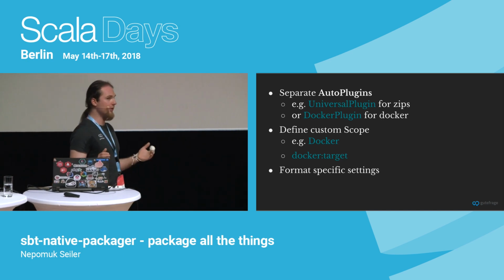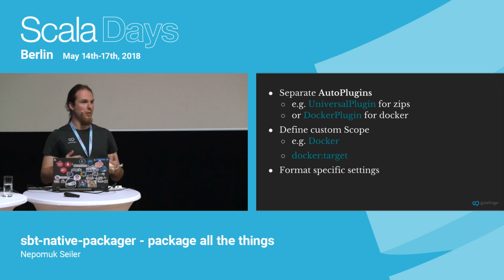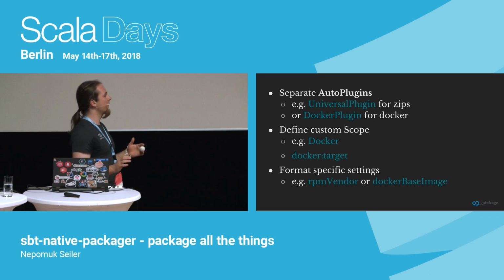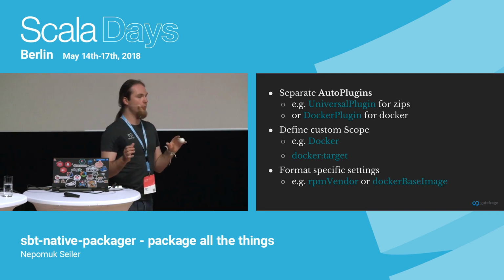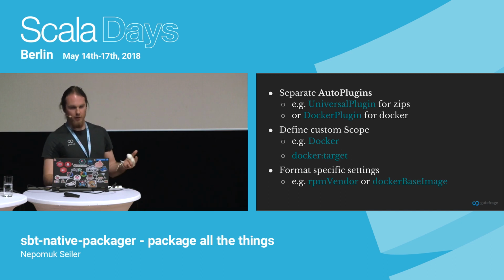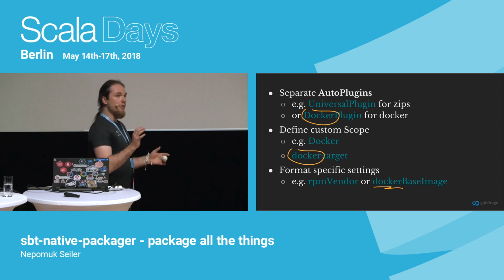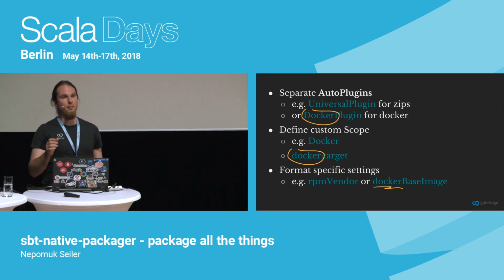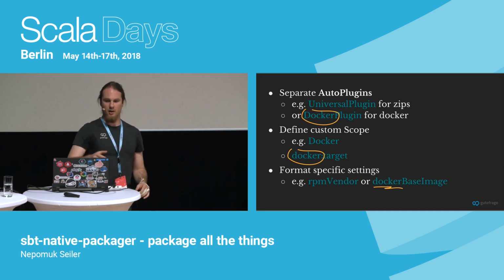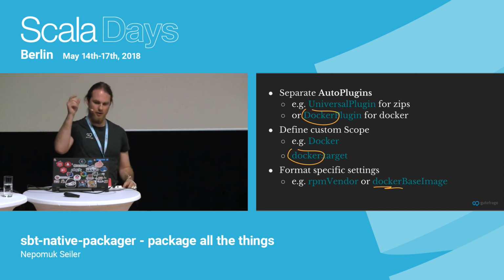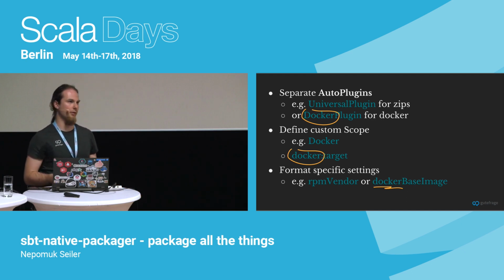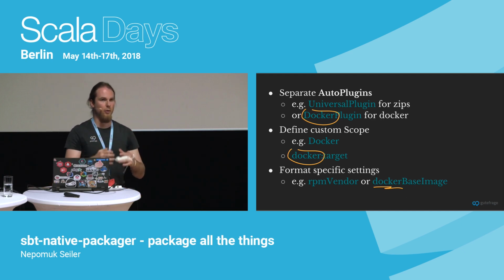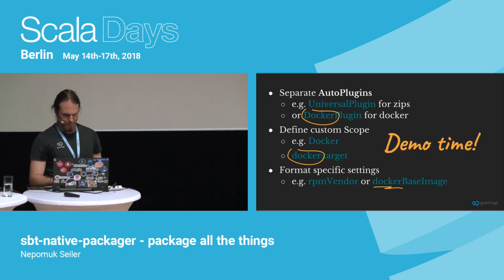And of course, there are format-specific settings, because every format is a bit different and has some specialties. And we generate the settings, the tasks are prefixed with a format name. So, for instance, the RPM vendor or a Docker base image. So you can identify a format very easily by the prefix. So it's always up front in the Docker plugin or the configuration scope or in the task itself. So you can very easily figure out what things a specific format plugin uses.